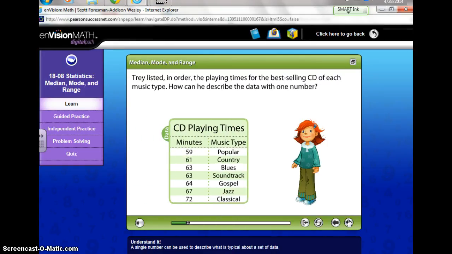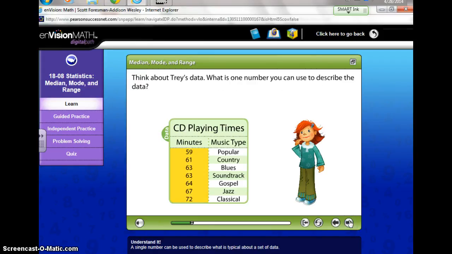Well, Trey took CD playing times and he listed them in order. The playing times for the best CDs of each music type. How can he describe this data with one number? Well, what's one way we can do that? We can use the average. We can add all of those up and we can divide by 1, 2, 3. There's 7 numbers. So like we learned on Friday, we can find the mean or the average. Add them up and divide by 7.